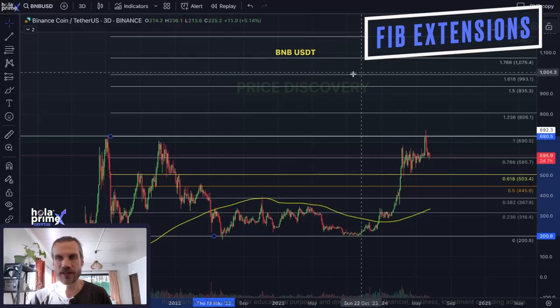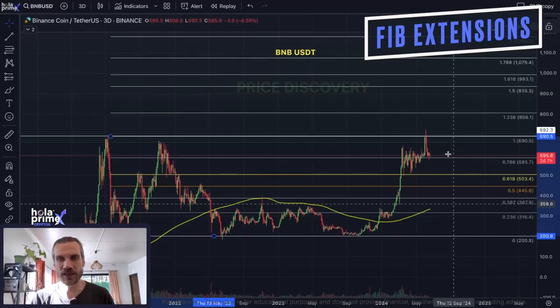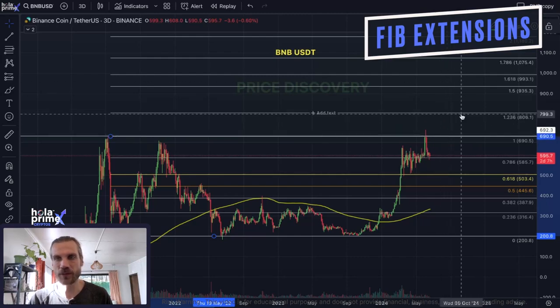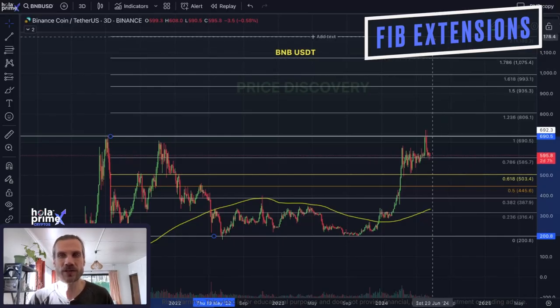where there hasn't been anything historical to draw from. So now if we were going to buy the breakout of this all-time high and try and ride an upwards move, we would know that the 1.236, the 1.5, 1.618, 1.786 or 200% levels are great potential price targets.